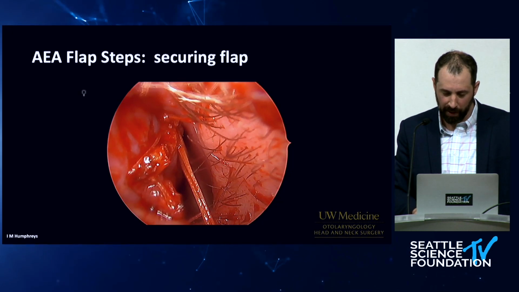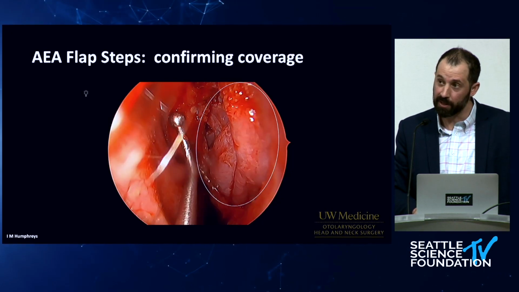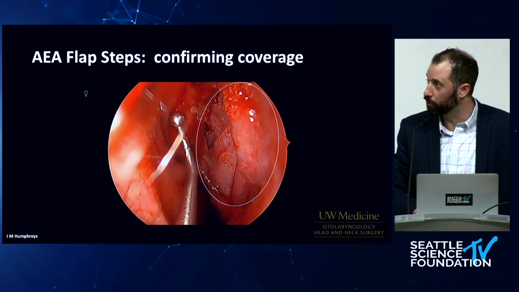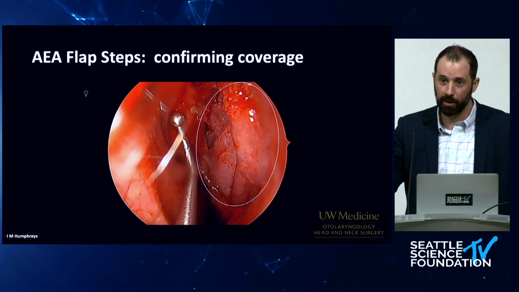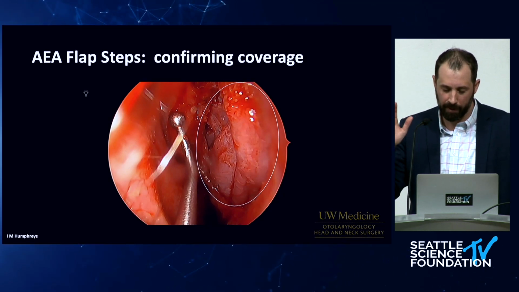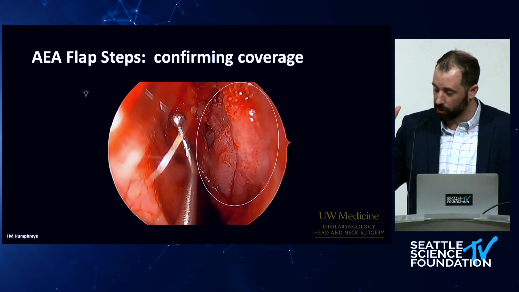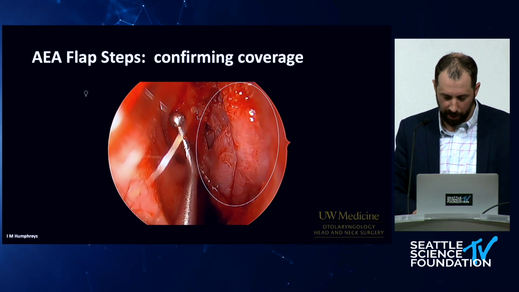you're getting a repair. This is now viewed from the opposite side, so I'm viewing from right to left, and this is showing, I just highlighted in this white circle, the complete coverage of the septal perforation in this area. So flap mobilized on left and then placed over the perforation.